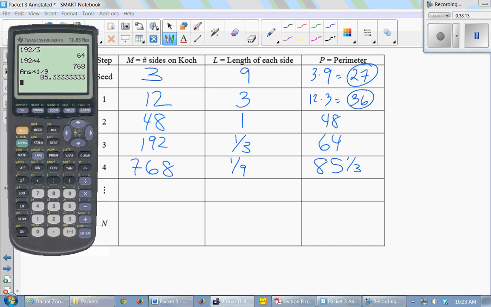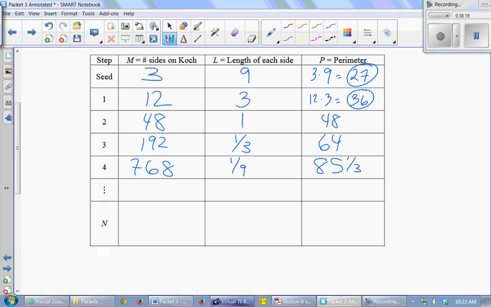What about the next? Oh, I know the answer. Perimeter. So I didn't ask you to do another one, but if I wanted to write formulas, right? First, let's just look at the perimeters. 27, 36, 64, 85 and 1/3. What's happening to these perimeters at each step? We're going at a slower.